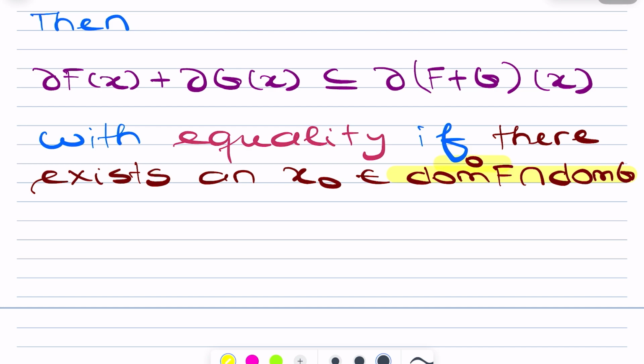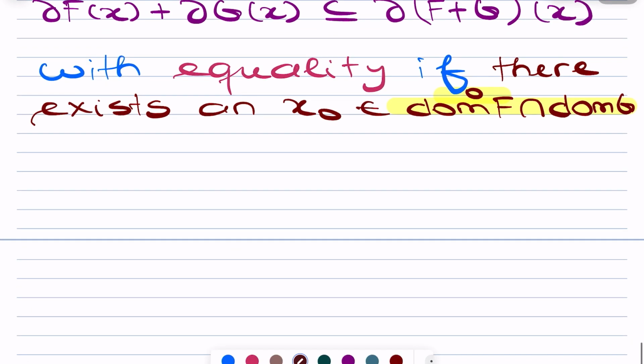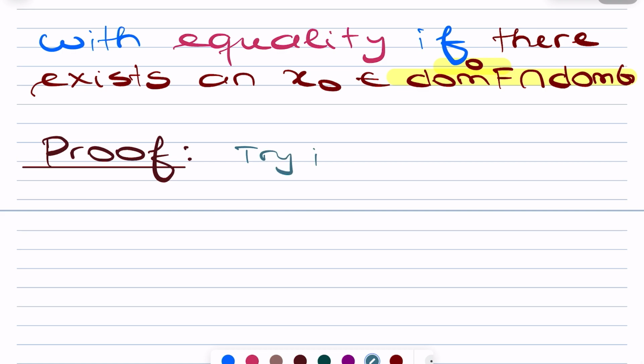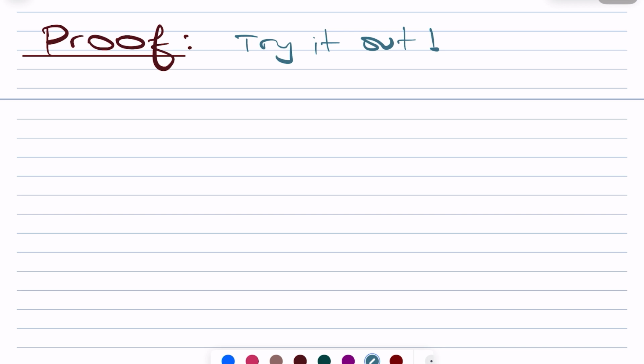So the proof, I leave it to you. It's basically not difficult. The proof is quite lengthy, but not difficult at all. And of course, you're welcome to drop a comment if you are facing any issue with the proof. But aside from this, we also have a chain rule for linear operators.